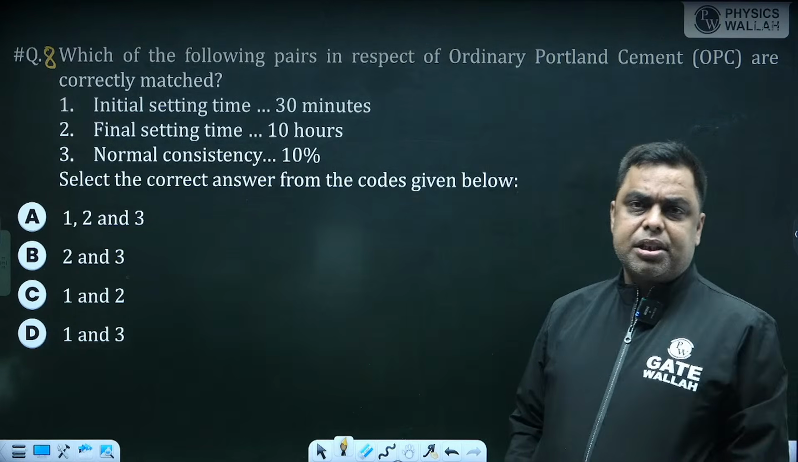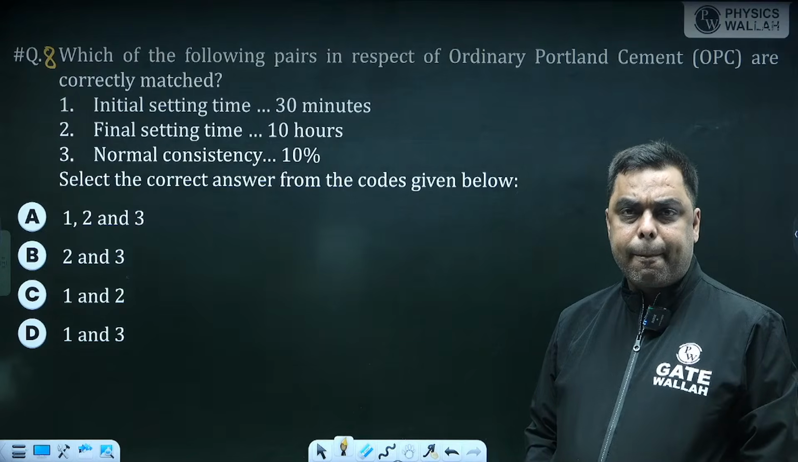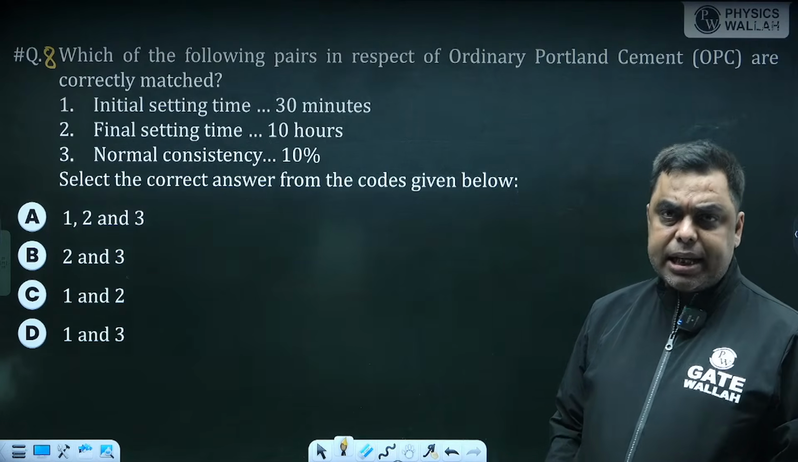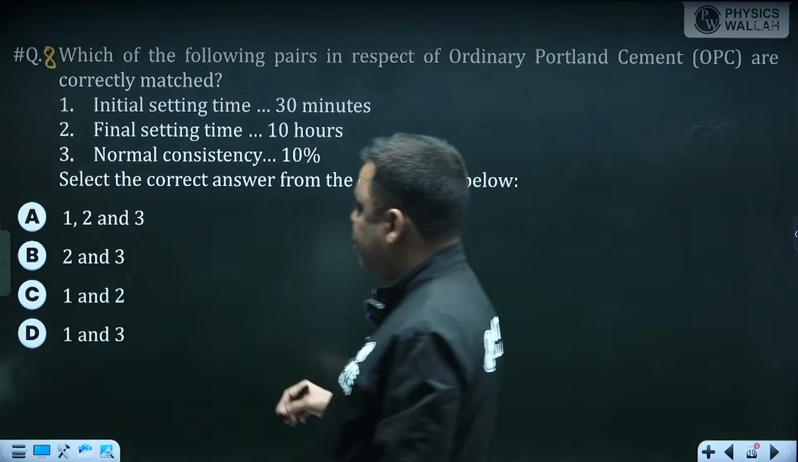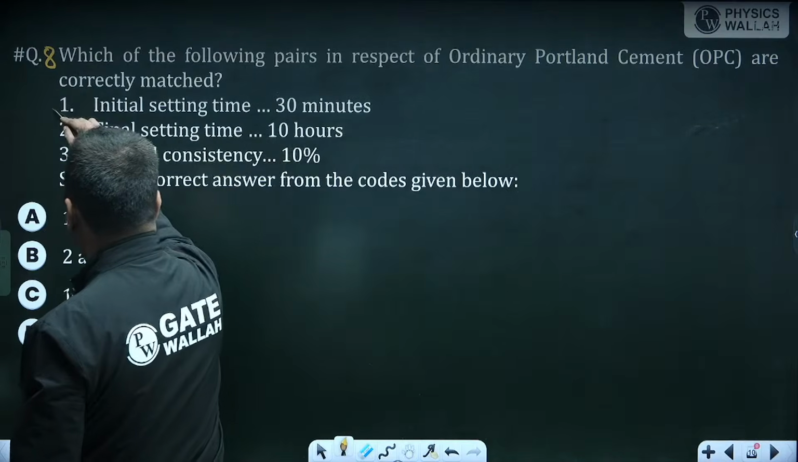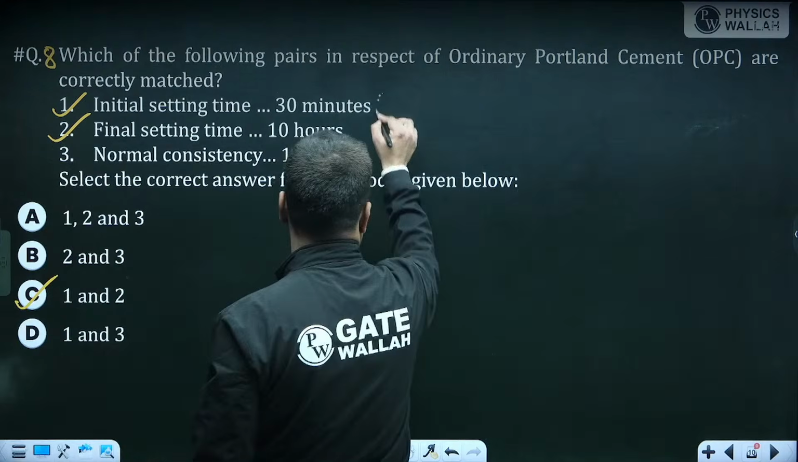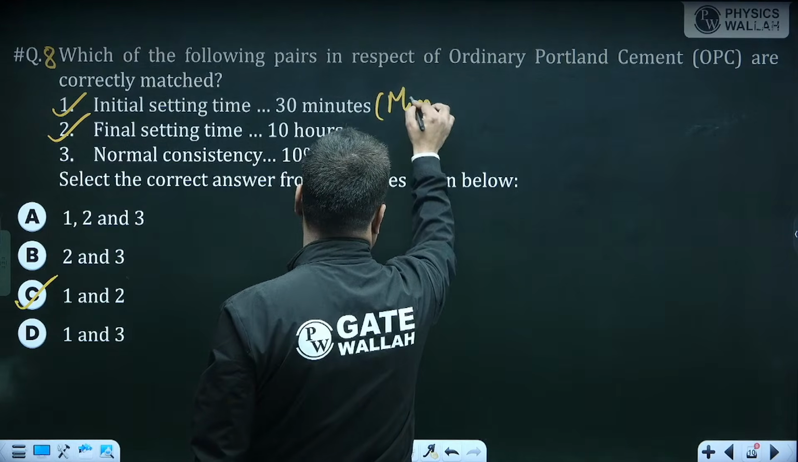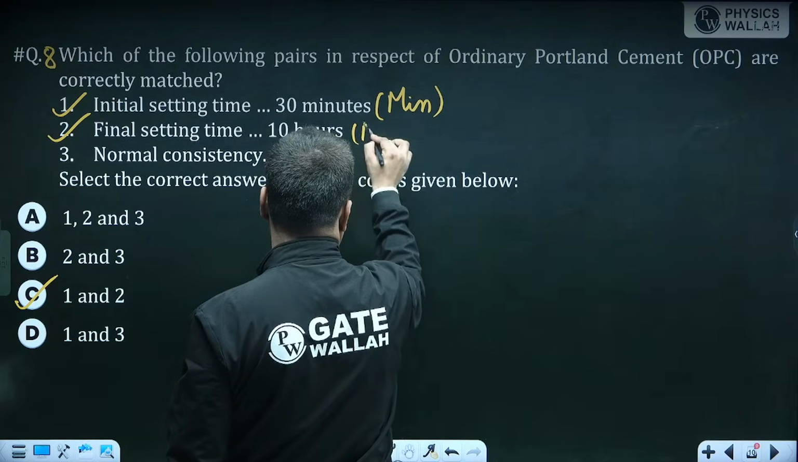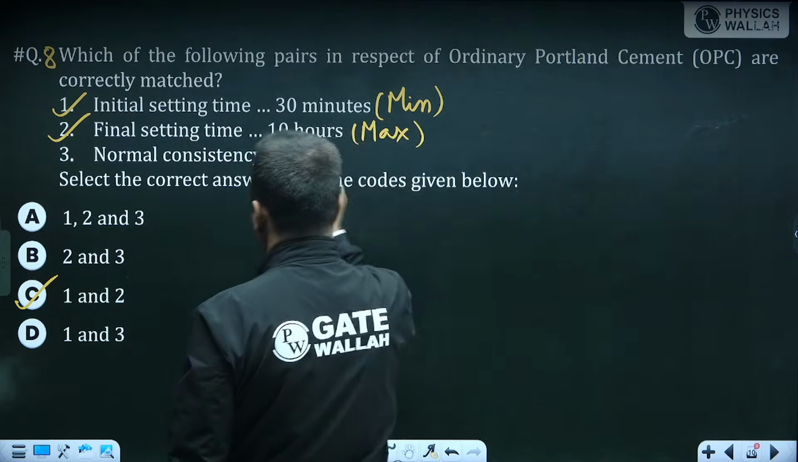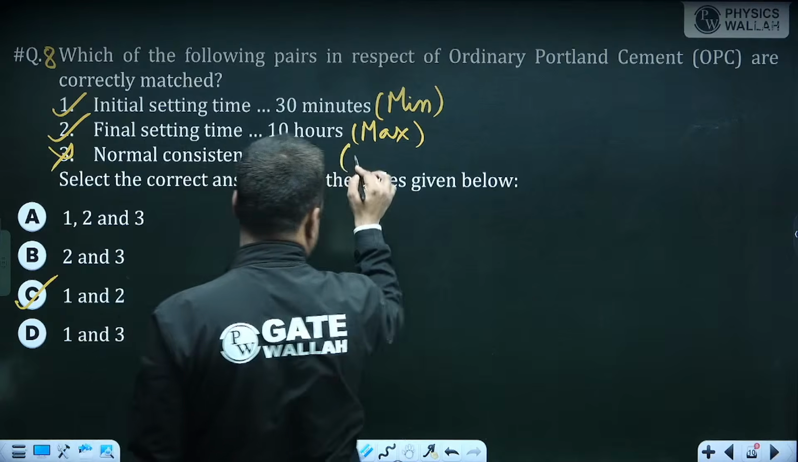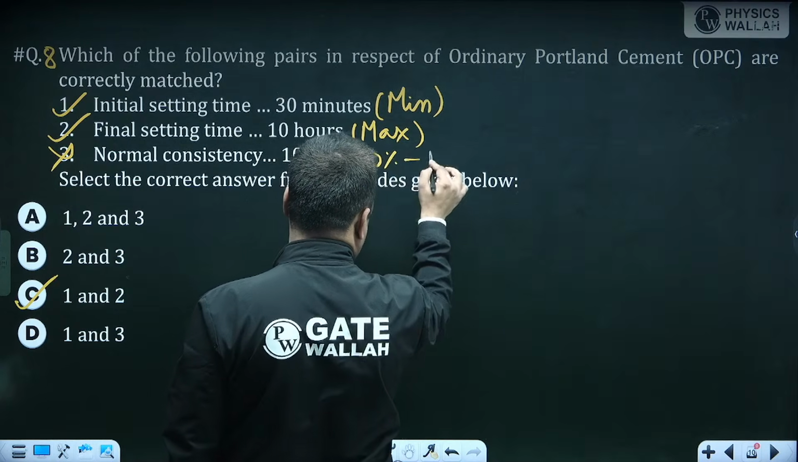What would be the right answer? Again C. Good. This is right. Answer is C. See, this 30 minutes is a minimum time. This 10 hours is the maximum time. This is wrong because this range is 20% to 30%.